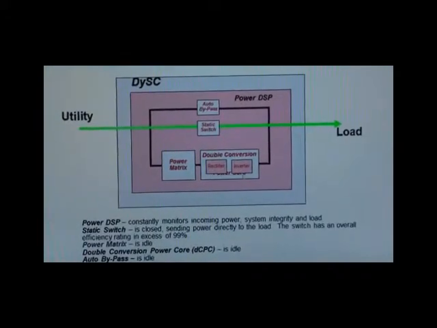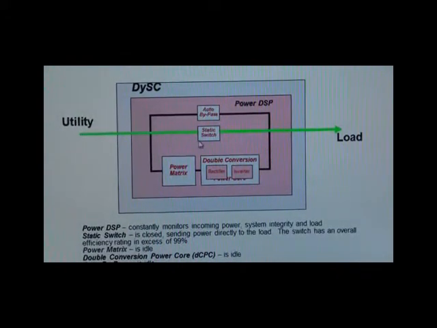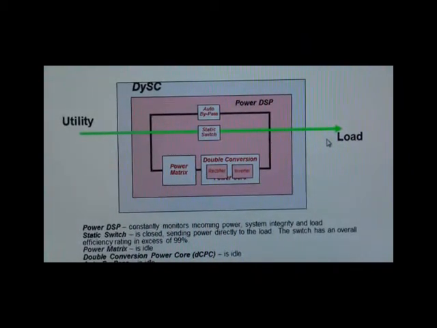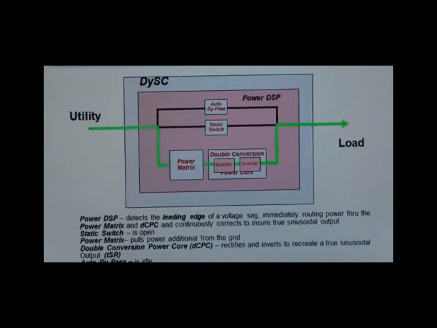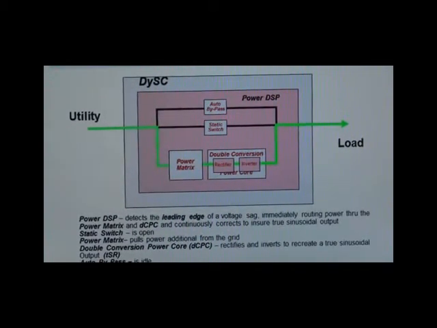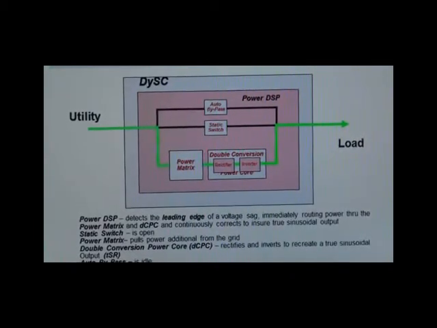So here we show that the power flows from the utility through a static switch in our DySC system to the load. And it simply monitors, waiting for that sag to happen. When a voltage sag does happen, it turns on in less than 2 milliseconds. On average, 1/10 of a cycle. Once it's on, it now becomes the power supply.